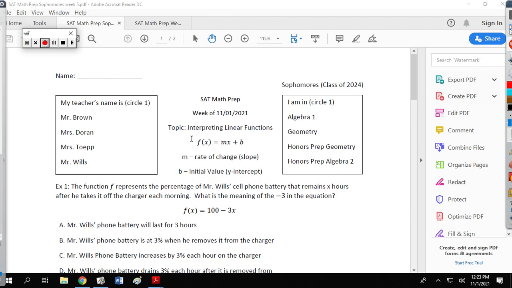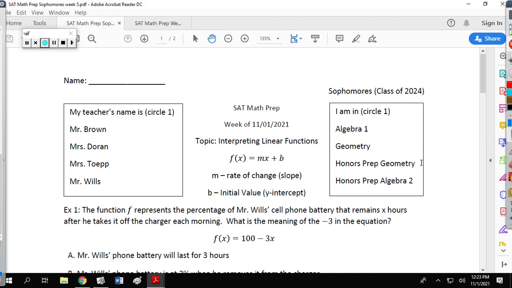Okay, now once again, please make sure you're clearly indicating your first and last name at the top of this paper, and that you are circling your teacher's name and the class that you're in. Again, if you're in more than one class, please do not hesitate to circle more than one class.